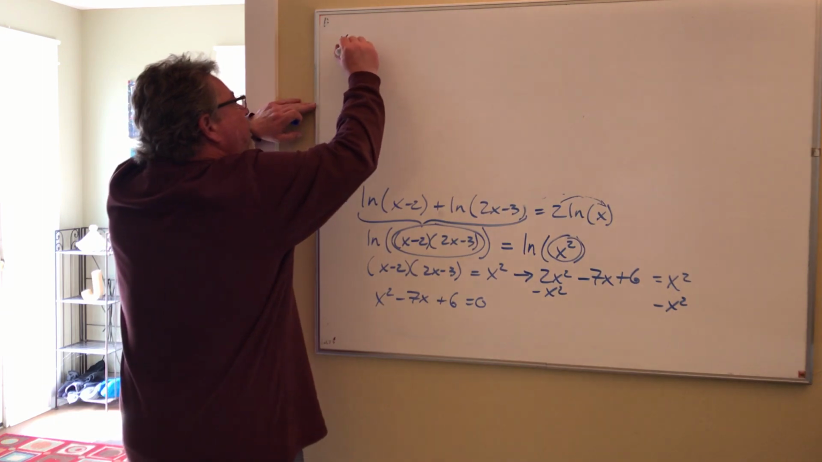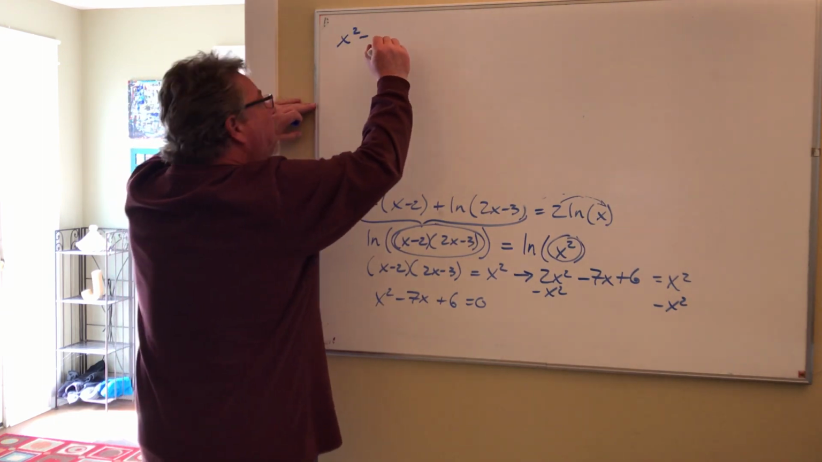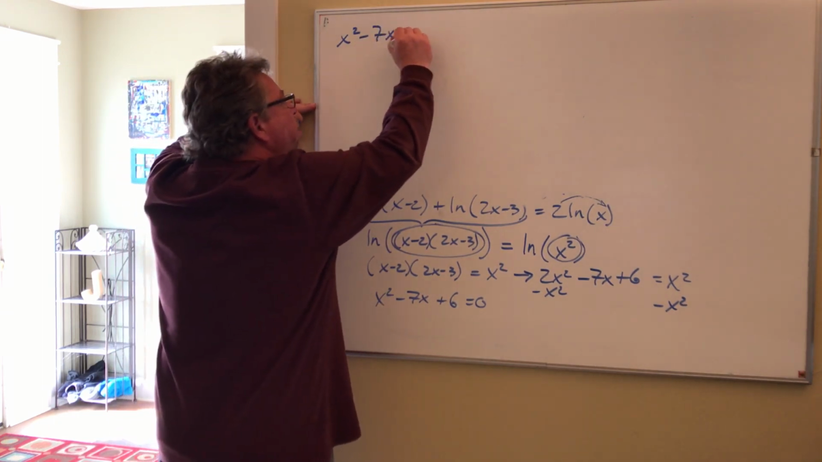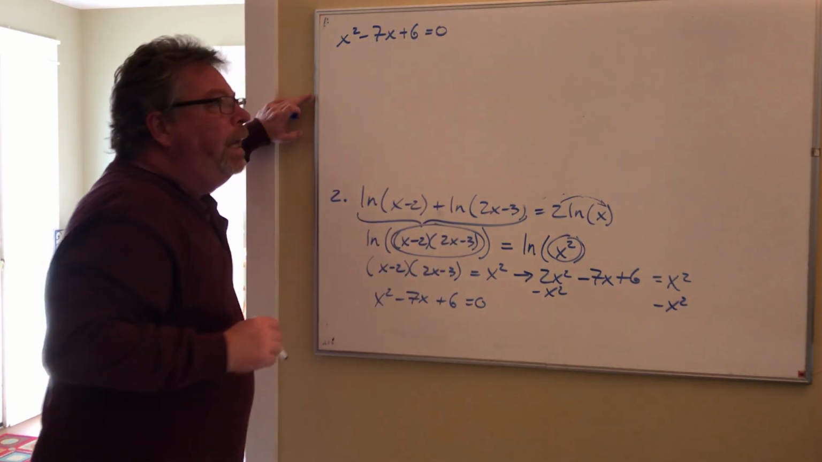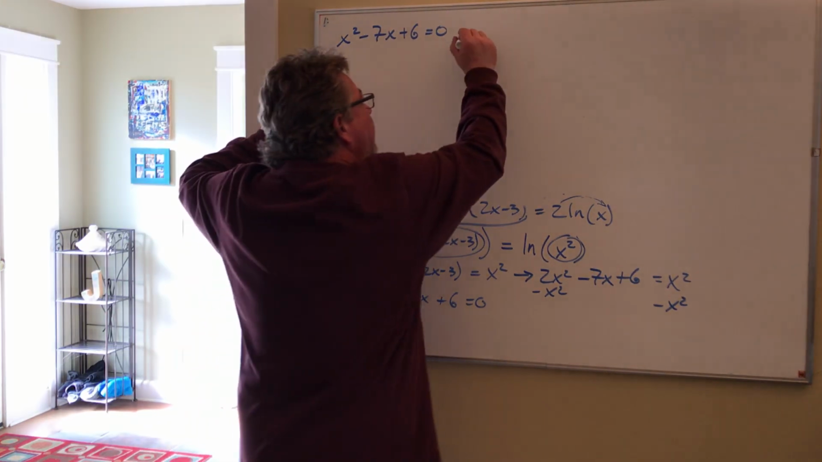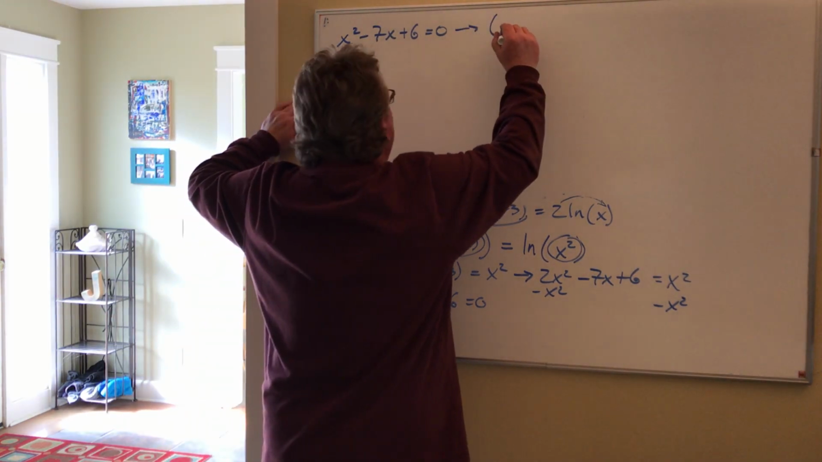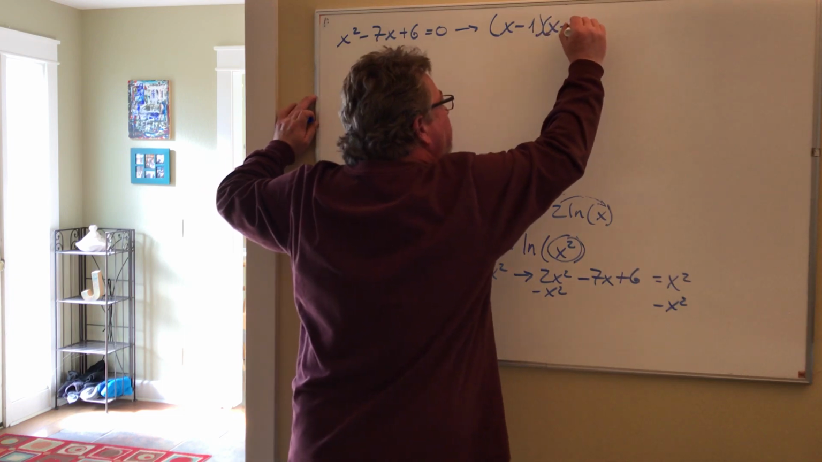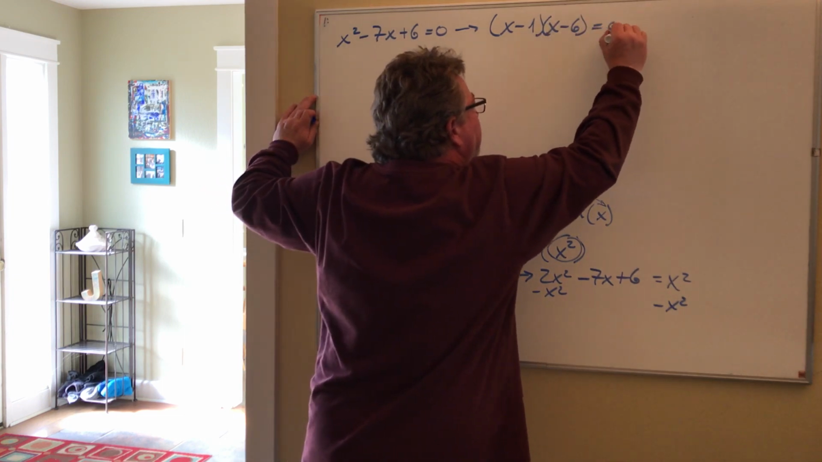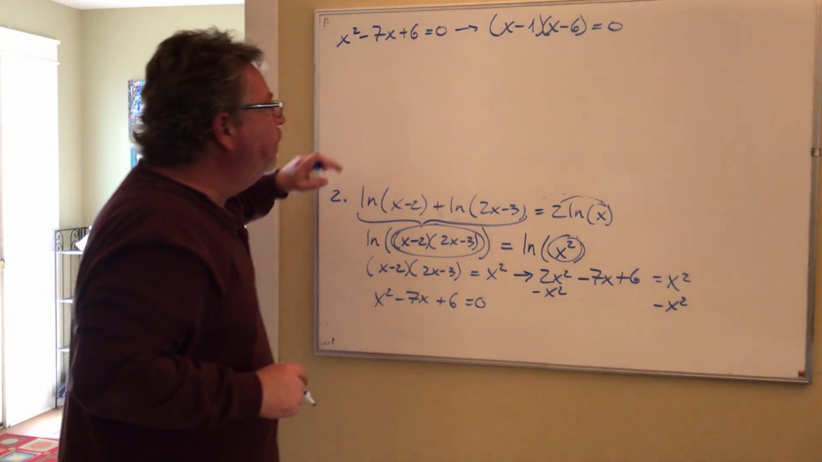So what do we have? We have x squared minus 7x plus 6 is equal to 0. And I believe that this will factor quite nicely as x minus 1 times x minus 6 is equal to 0. Agreed?